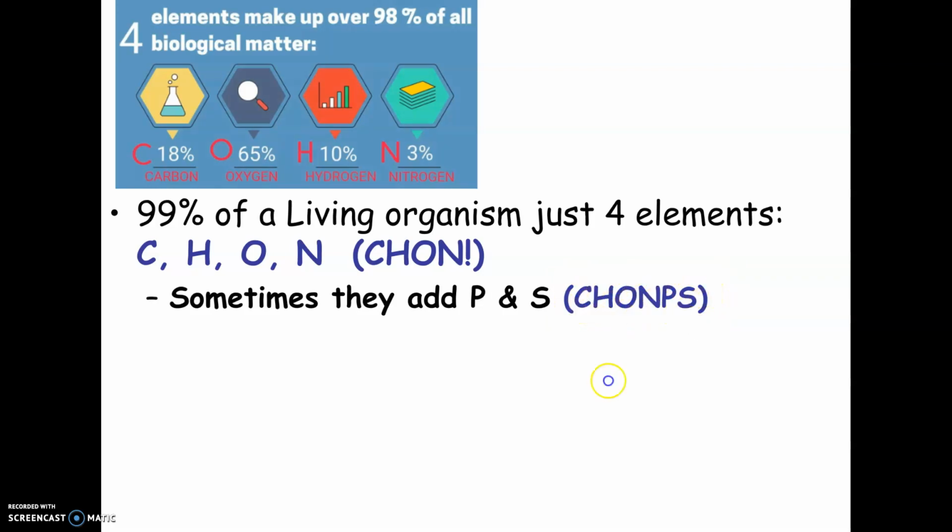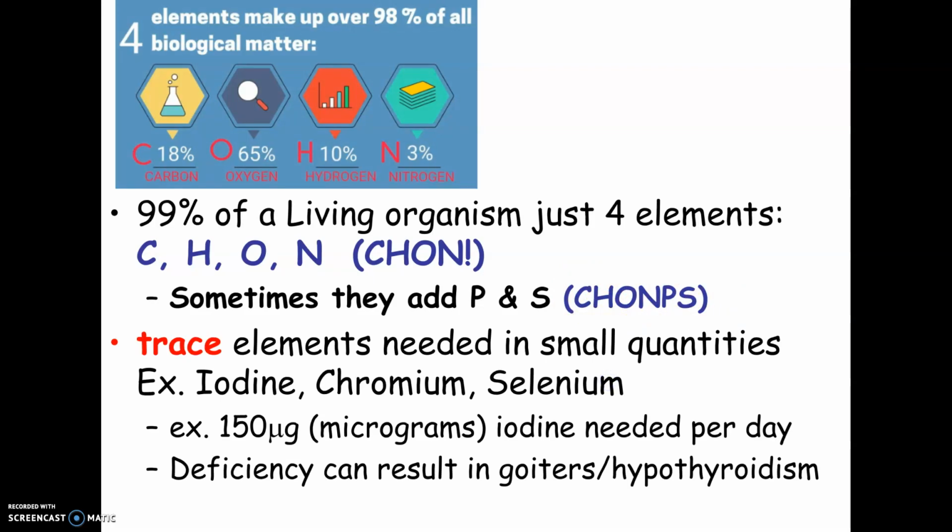Now, that doesn't mean we don't need other elements. We do. They're called trace elements, and these are the elements that we need in small quantities. Without them, we can get really sick. This is like your vitamins and your minerals and things like that. And I gave the example here, and you don't have to memorize it, of iodine. Iodine, you only need 150 micrograms, if you're not familiar with that symbol, which you actually need to be. But a microgram is a 1,000th of a milligram. So we're talking about just the tiniest amount that we need.